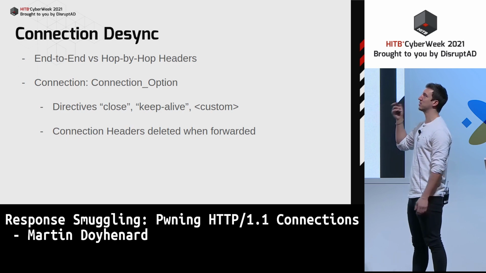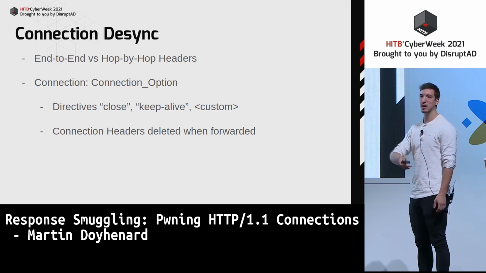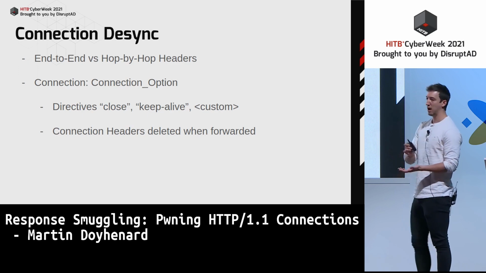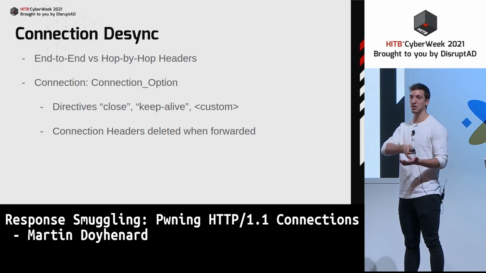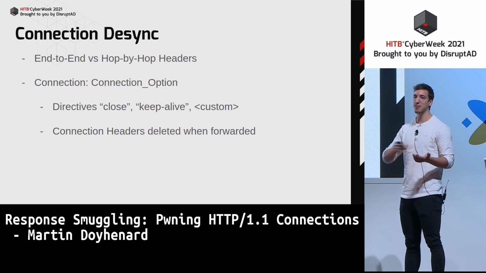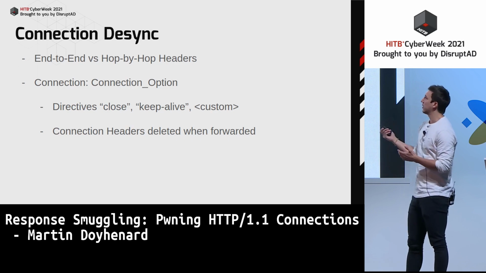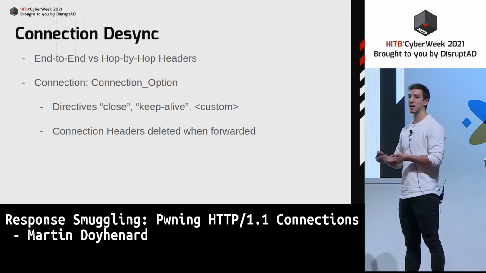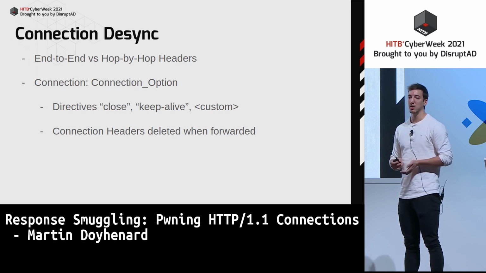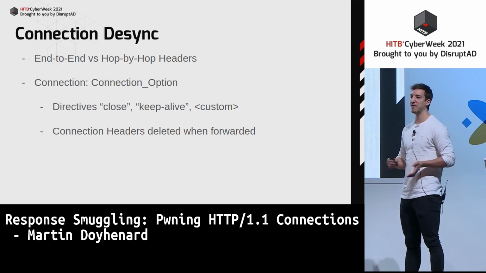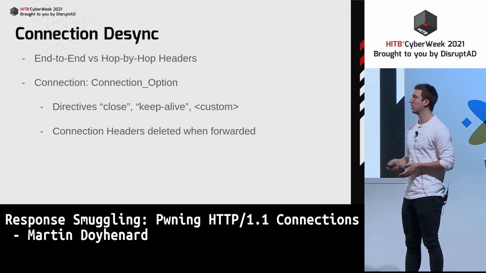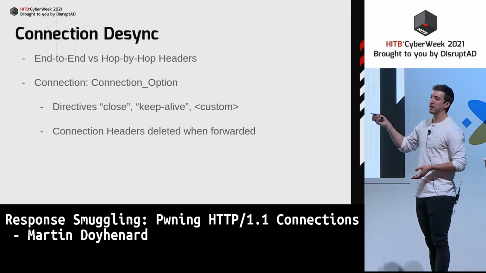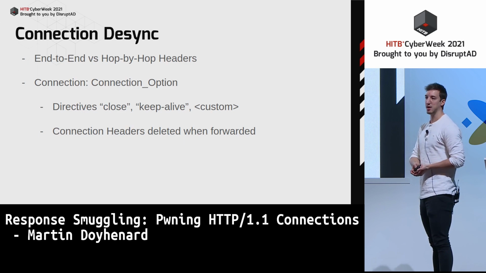And to understand this, we first need to understand what an end-to-end and a hop-by-hop header are. An end-to-end header is one that is intended to go from the client to the backend and be forwarded by any proxy in the middle. The other kind is the hop-by-hop header, which is not intended to be forwarded by all the proxies. Instead, when the proxy receives a hop-by-hop header, it should process it and delete it, and then forward the request without this header. Okay?